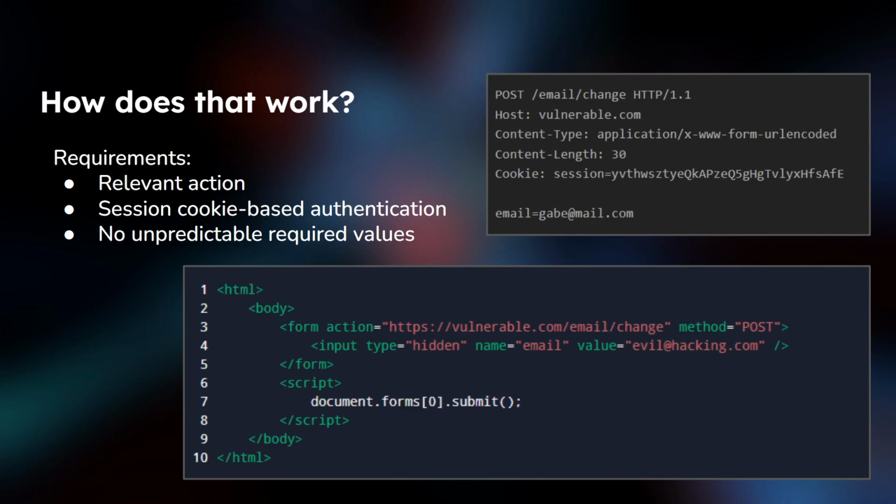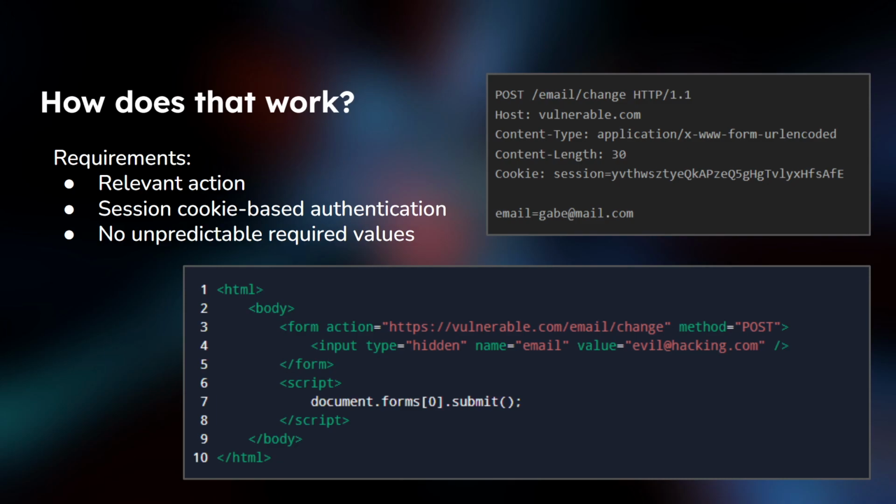It depends on, first, there needs to be some kind of relevant action that we as the attackers want to make use of. So something like viewing a post wouldn't really be considered relevant, but changing an email definitely would. The application also needs to be using session cookie-based authentication. So it needs to involve one or more HTTP requests, and that authentication almost needs to be solely reliant on those session cookies to identify who's making that request. And then the requests that perform this action need to not contain values that are unpredictable for us, or things that we can't just guess or find out in another way.